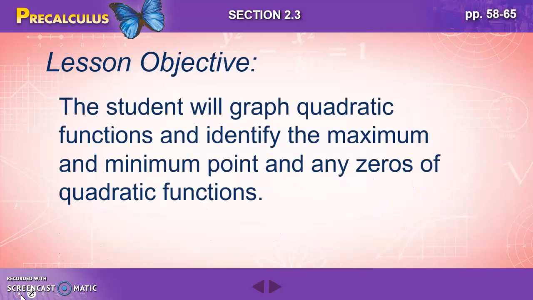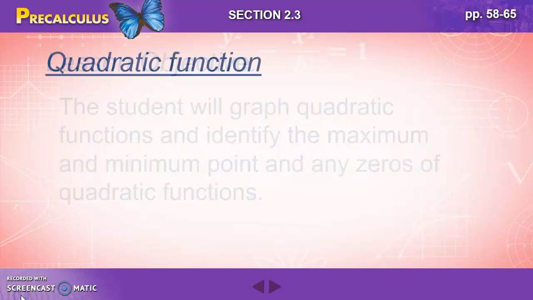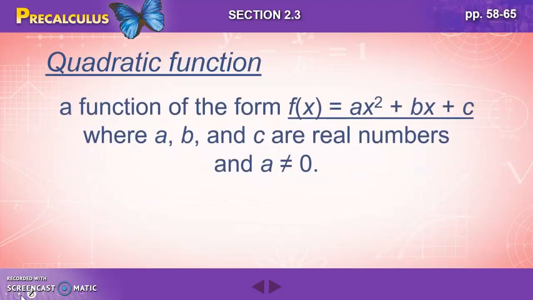Our lesson objective for today is that you, the student, will graph quadratic functions and identify the maximum and minimum point and any zeros of quadratic functions. So let's think about first what a quadratic function is. Let's talk about the meaning of the word quadratic.